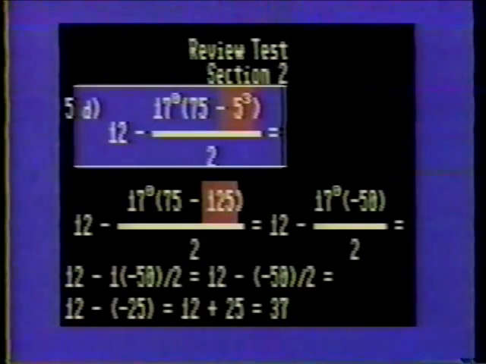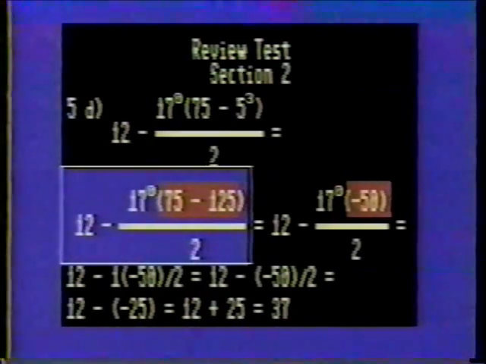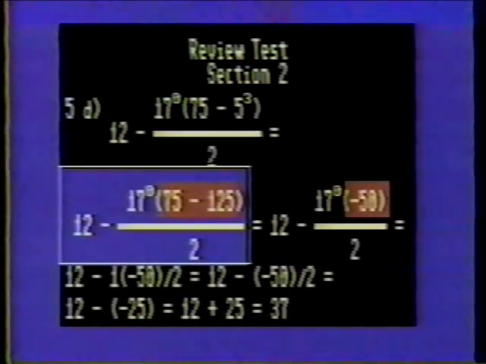In problem 5D, solve for the items within parentheses first. Since exponents have the highest order of precedence within the parentheses, solve for 5 cubed first. 5 cubed is 125. Next, solve for the remaining items within parentheses. 75 minus 125 is negative 50.